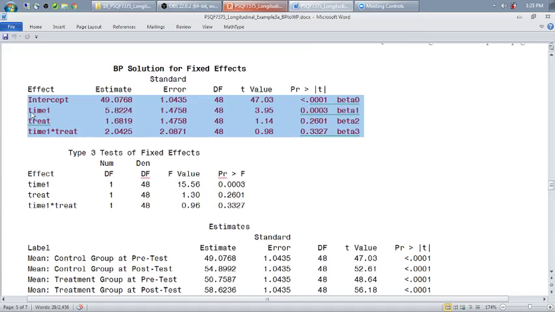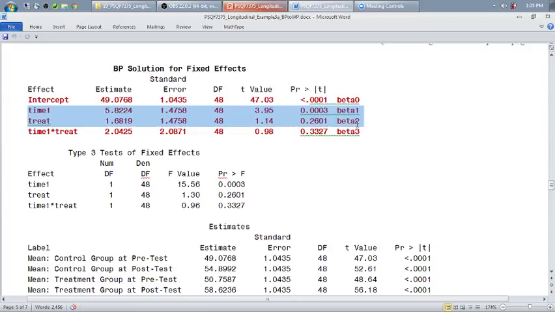So these effects of time and treatment are not marginal main effects. They are conditional main effects or simple main effects. The time effect is specifically for the control group. The treatment effect is specifically for the pretest occasion. And the interaction then gives us either how the time effect differs between groups or how the treatment effect differs over time.